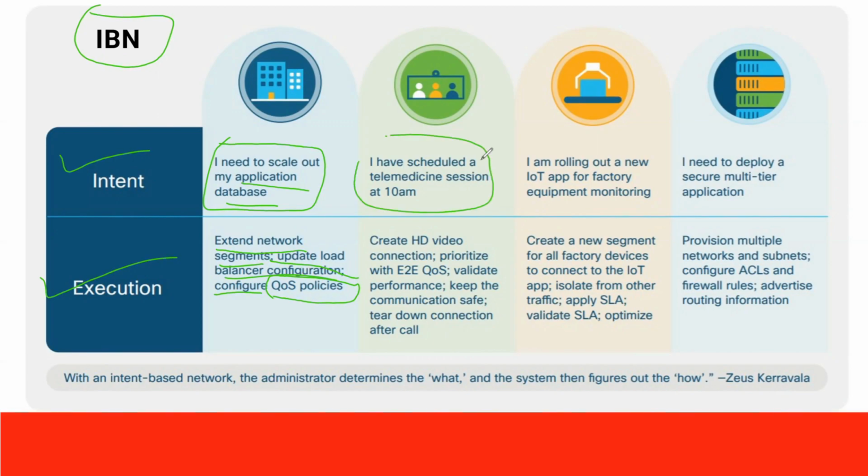Another intent: I have scheduled a telemedicine session at 10 a.m., or you have an appointment. So what is done is: create an SD connection, prioritize with QoS, validate the performance, keep the communication safe, and tear down the connection after the call. This is a very general example, but the intent is to attend this session without any interruption or problem. So all these things have to be executed in the backend so that the intent is achieved.